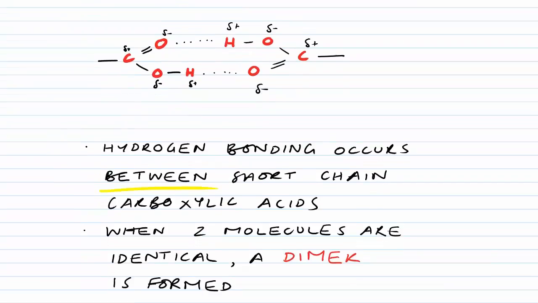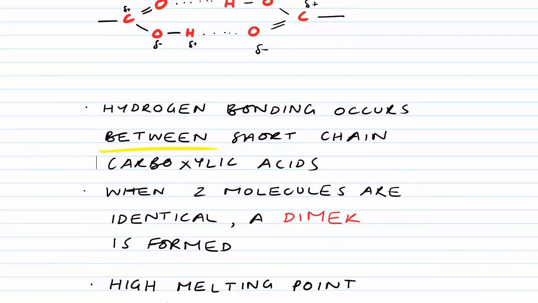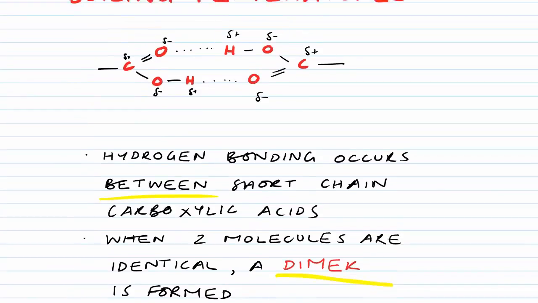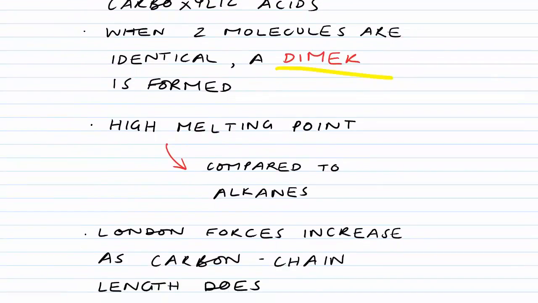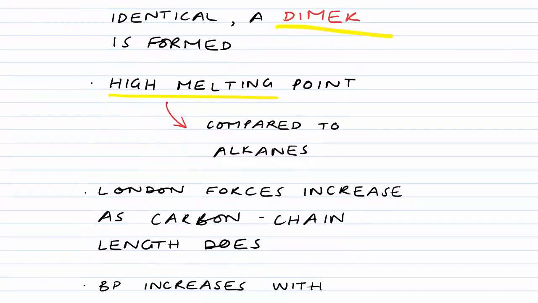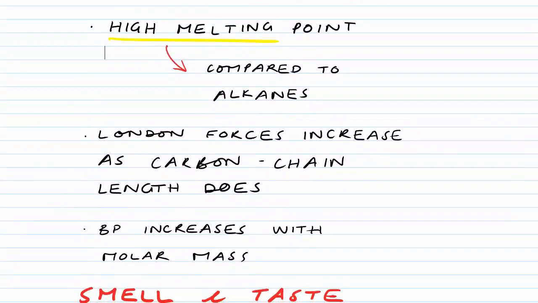Now, when 2 molecules are identical and they form hydrogen bonds with each other, we call this a dimer, and we say a dimer is formed. So, for example, if you look at what I've drawn here, each of these carboxylic acids would be methanoic acid, and this would be a dimer with 2 methanoic acid molecules joined together. Now, in general, our carboxylic acids have a high melting point, and it's higher than comparable alkanes. London forces actually increase as the carbon chain length does, and that's why we see a trend that the boiling point will increase with molar mass.